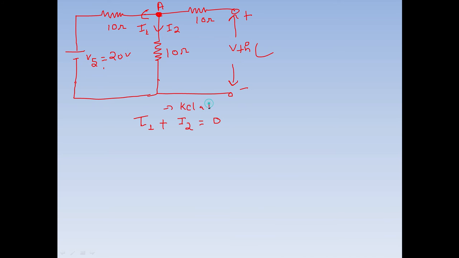KCL at point A. Now applying nodal analysis, I1 is calculated as, if we take the voltage across this point as V, then (V minus 20) upon 10, since I is equal to V by R. So (V minus 20) upon 10 plus I2, which is calculated as V upon 10, is equal to 10. Here we have applied nodal analysis.